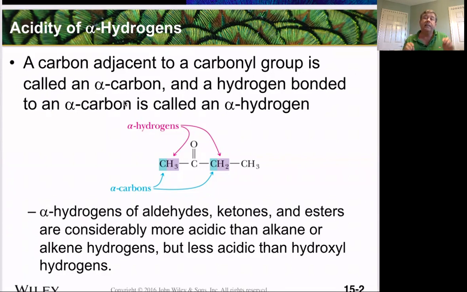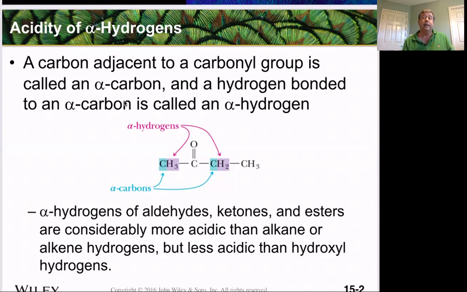Now, the reason we're interested in those is we don't actually want to do work on the carbonyl directly. What we want to do is use the carbonyl as an electron withdrawing group to increase the acidity of those hydrogens on the carbons next to that carbonyl. So those alpha hydrogens next to aldehydes and ketones and esters are more acidic than if they were alkanes or alkenes because the carbonyl is acting as an electron withdrawing group.